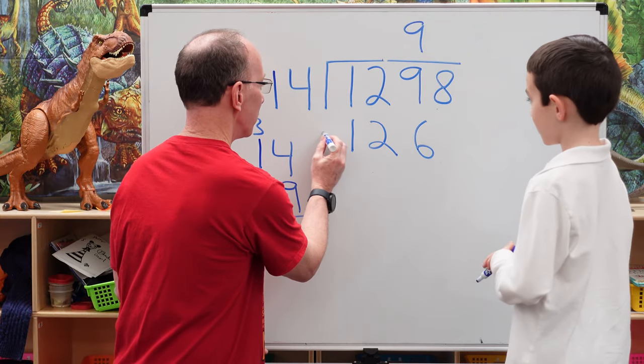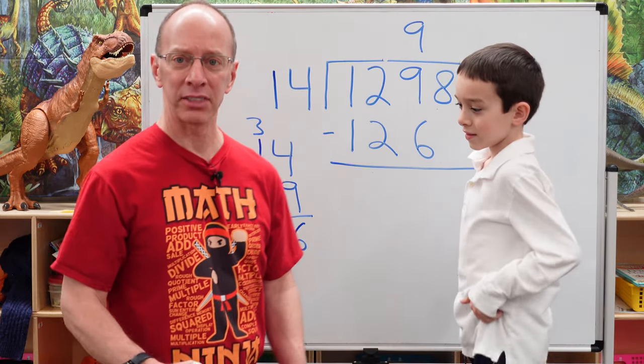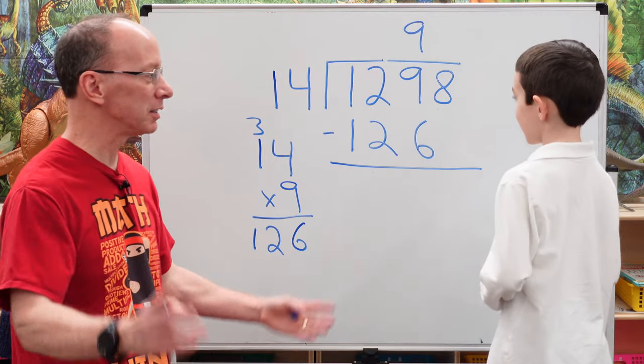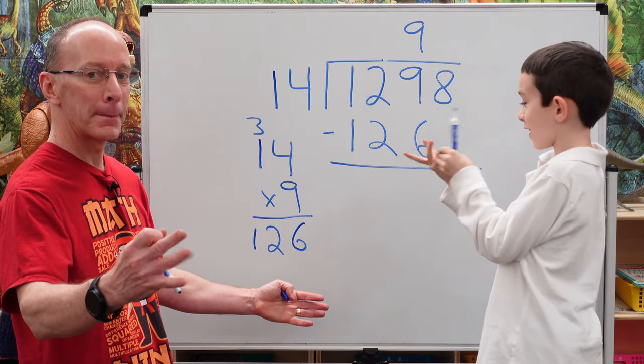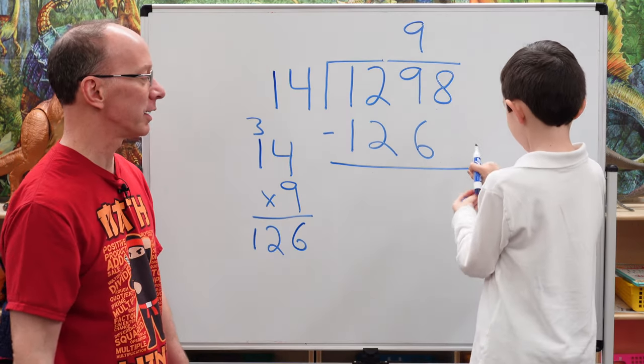All right, my math ninja. If you can see my shirt, I am a math ninja. Go ahead, 9 minus 6 is? Let me do my math. It is 3. All right, so you can go ahead and write a 3 right there.